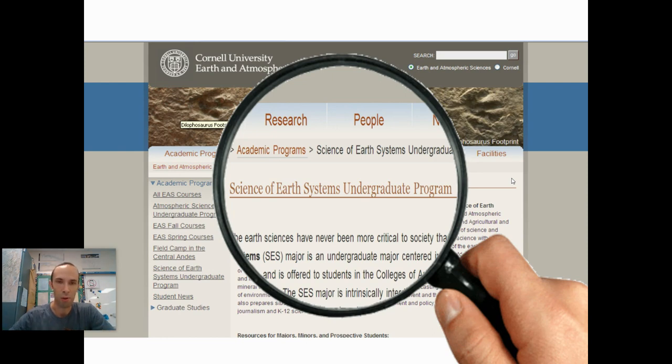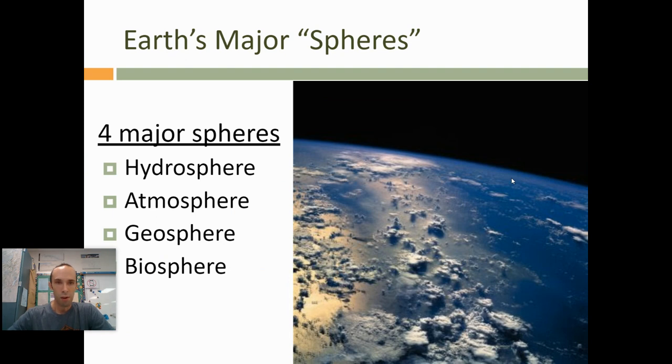So just to wrap up our idea of that system idea, Earth can be divided into major spheres, right? We said that it's atmospheric science, it's astronomy, it's geology. So these are the major spheres of Earth, and we can treat them in this way: these are separate things that all work together as a system.